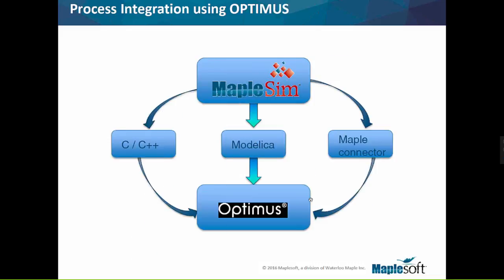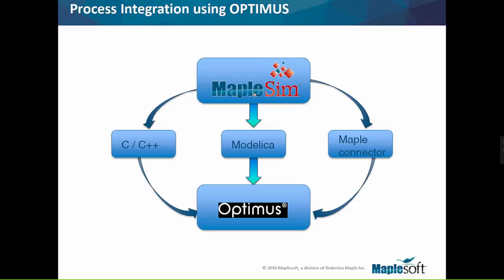For multi-objective optimization problems and optimization processes that require integration of multiple simulation or computation platforms, we are going to use Optimus. Optimus is an optimization and process integration software system developed by our sister company, Noesis. There are multiple ways a user can define an optimization process using MapleSim and Optimus. For example, the user can generate optimized C code, which can then be read by Optimus easily.